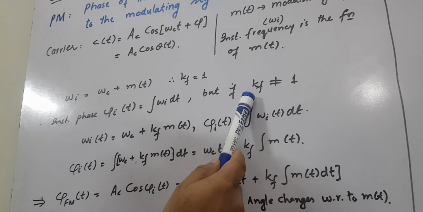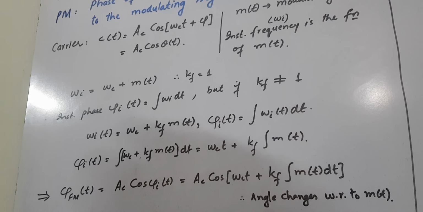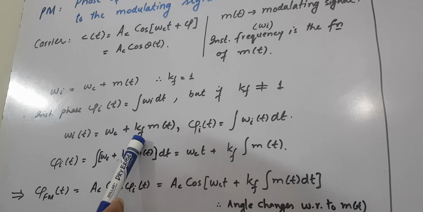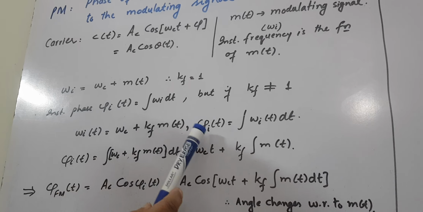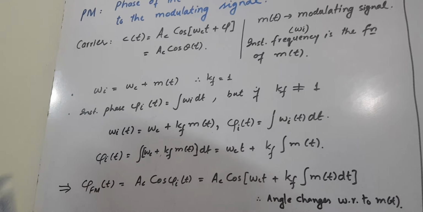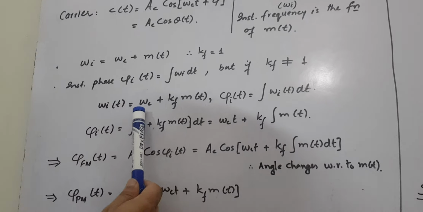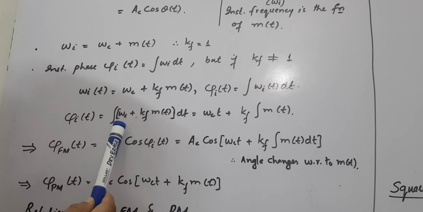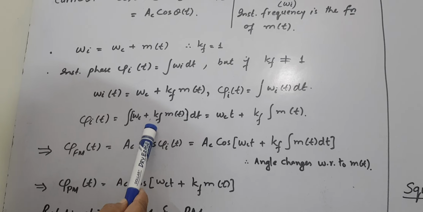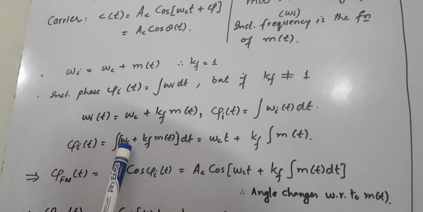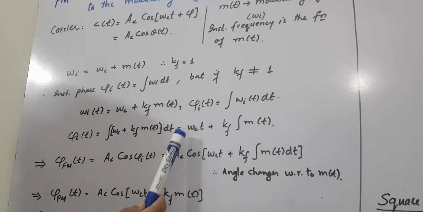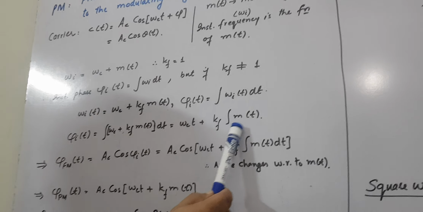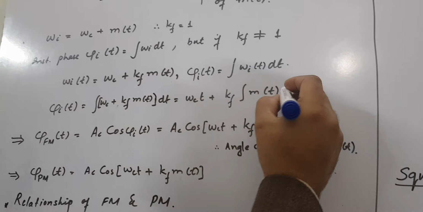But suppose the sensitivity of the modulator is not equal to 1. In that case the instantaneous frequency is equal to omega_c plus kf m(t), and the instantaneous phase is the integral of the instantaneous frequency. If we insert this equation in that integral, omega_i(t) is equal to omega_c plus kf m(t). Omega_c is constant, so the integral of the constant is t, so omega_c t plus kf, which is also constant, times the integral of the modulating signal m(t) dt.